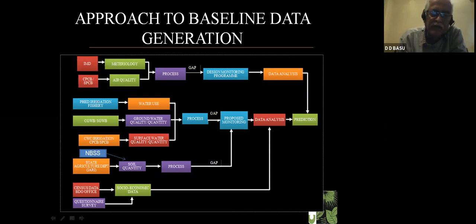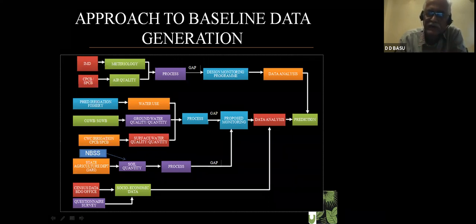Then you have very good soil quality data. The state agriculture department has a good database. NBSS, the National Bureau of Soil Survey, Nagpur, also has district-wise soil quality data available. You can process this data and find out the agricultural potentiality. If it is not good agricultural land, it is wasteland, and you can go for an industry very well.